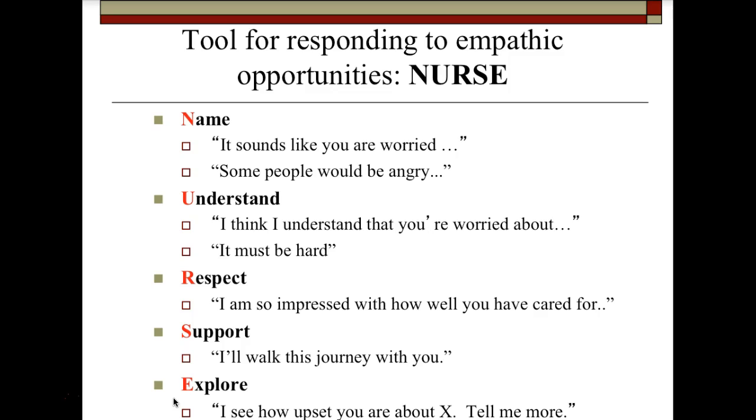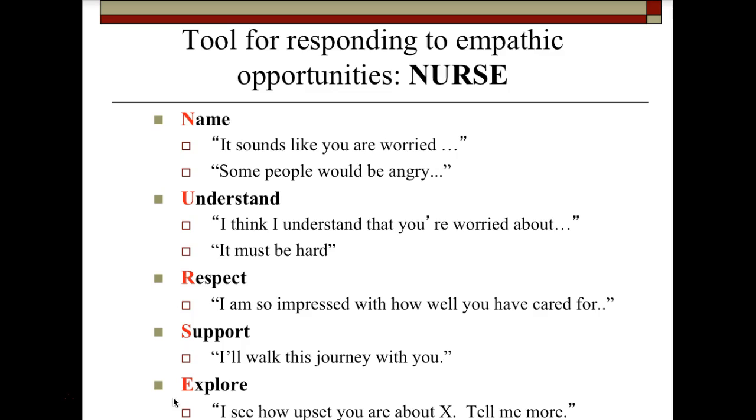S stands for support. Again, this is a supportive empathic statement and something that shows that you're going to be there for them as they go along this path that they're currently in. So something along the lines of, I'll walk this journey with you. Or, I know this is tough, but I will find whatever answers I can find for you. I may need to speak with other colleagues to make that happen.